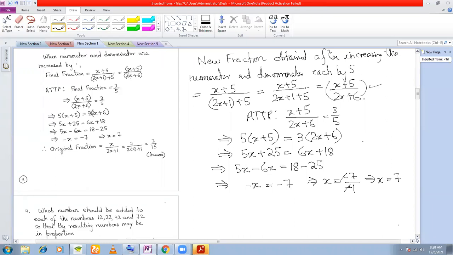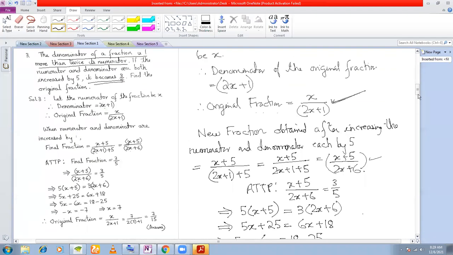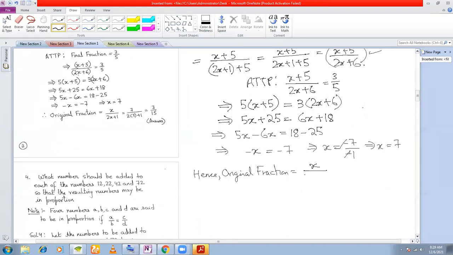Okay. Now once we have got the value of x, what is the original fraction? They have asked you to find out the original fraction. Original fraction, if you see, was x by 2x plus 1. So put the value of x here. x is 7. 2x plus 1, 2 into 7 plus 1. 7 divided by 14 plus 1, which is 15. So original fraction is 7 by 15. Any question? No, sir.